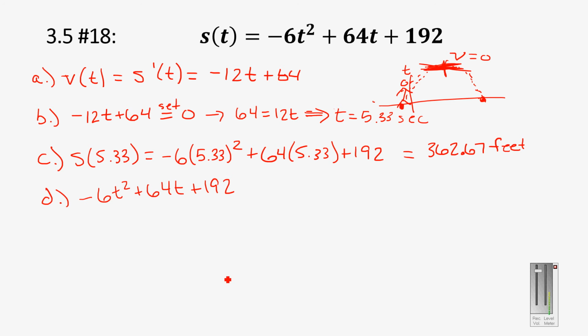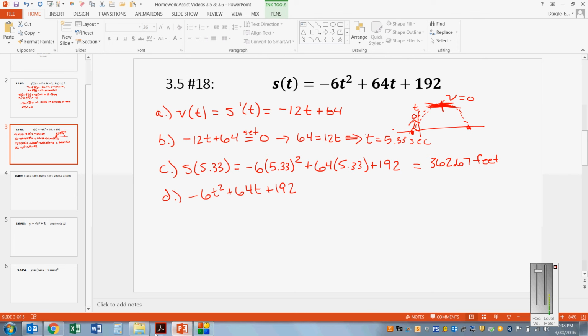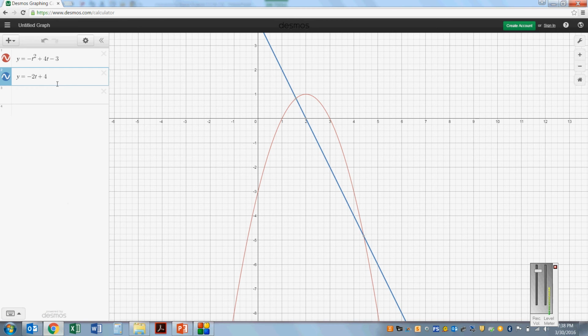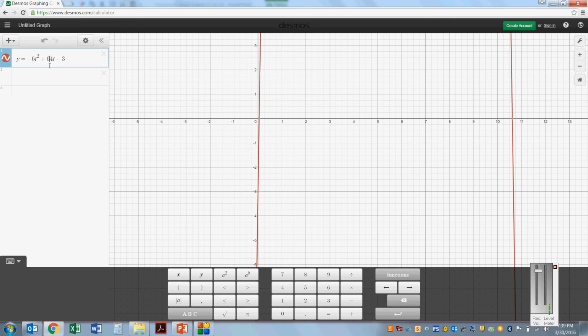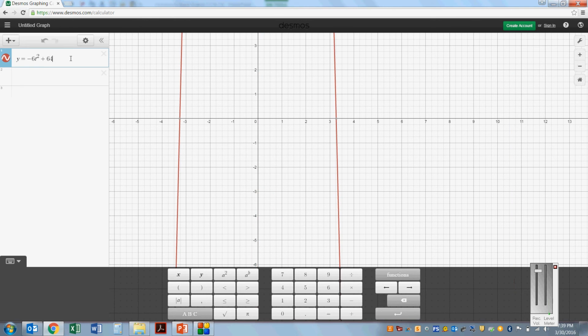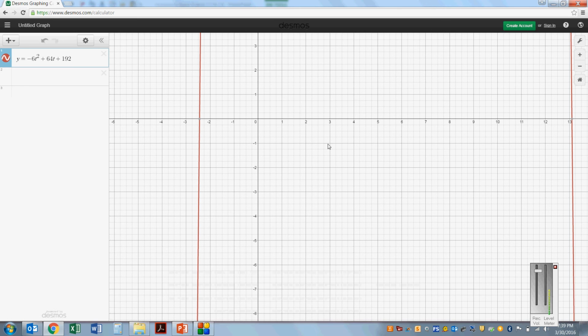We could use the quadratic formula to solve this, but I prefer to solve this one with graphing. I think it's going to give us the easiest look at this too. So I'll go back into our Desmos calculator. Y equals negative 6t squared plus 64t plus 192. And again, you could easily do this with your graphing calculator.